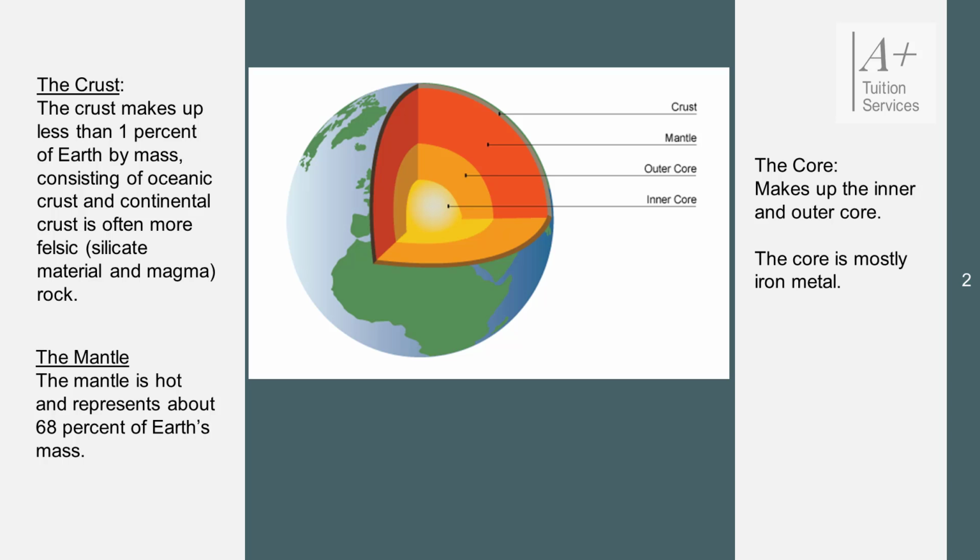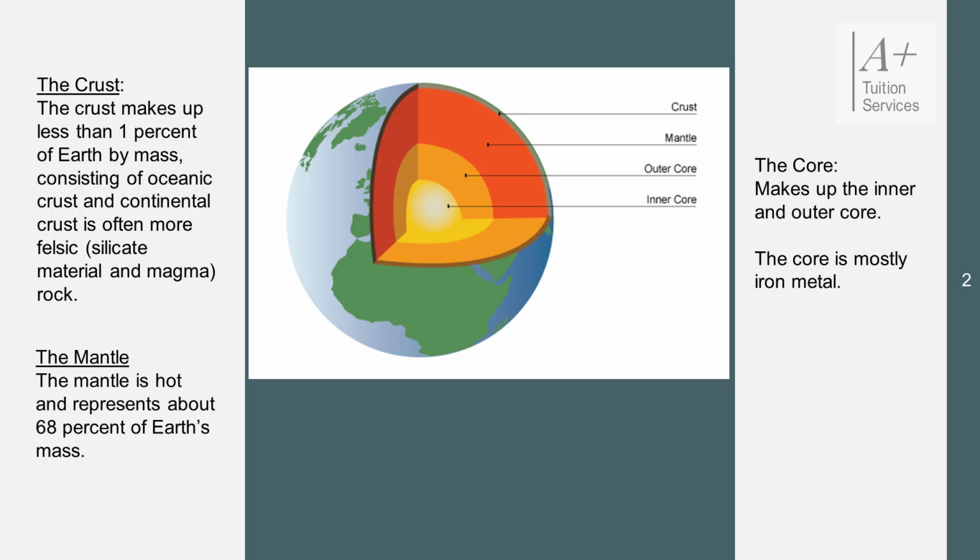So the first layer of the earth is the crust. And as you can see, this is the first outer layer, the shell of the earth. It makes up less than 1% of the earth by mass, consisting of oceanic and continental crust, and is often more felsic, which is silicate material, and magma rock. Now magma is basically the hot molten material that comes up from below the earth's surface via many means, such as through fissures and cracks, through volcanoes, due to earthquakes, etc.